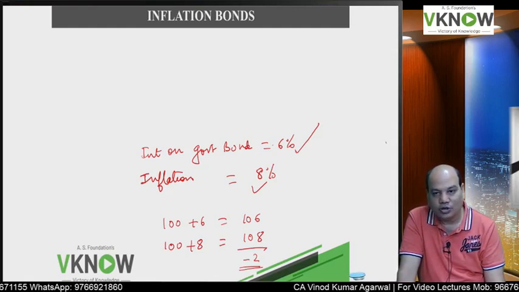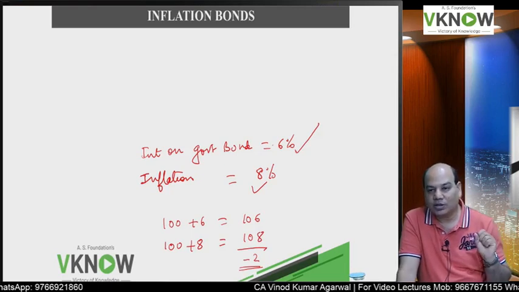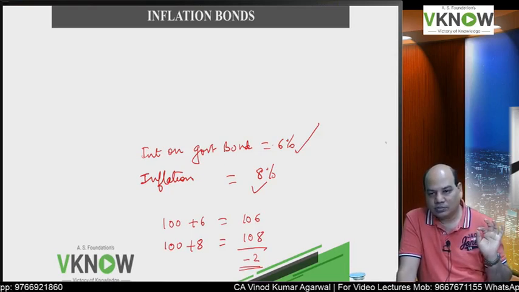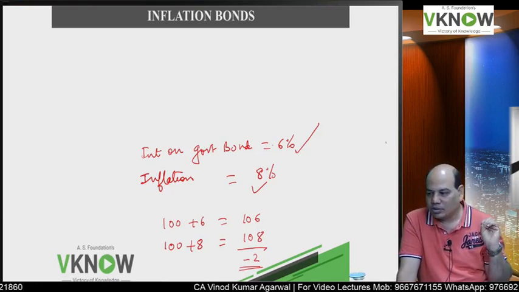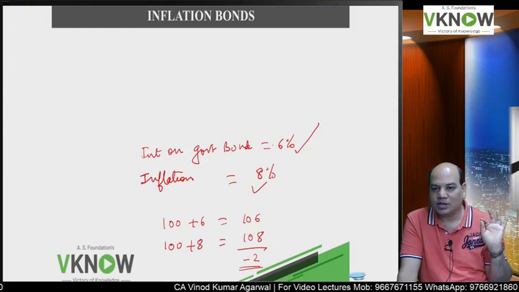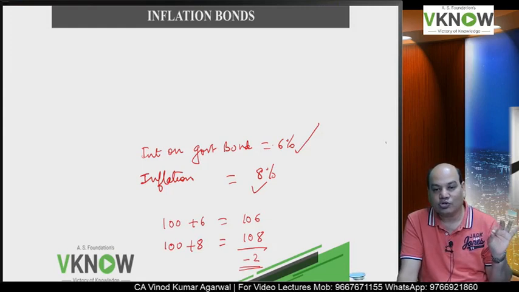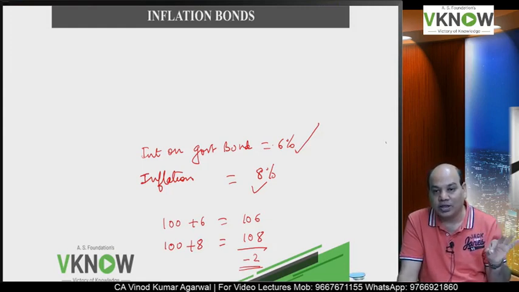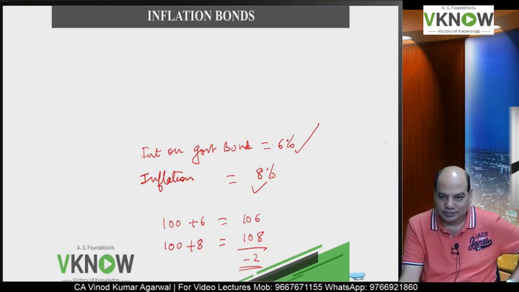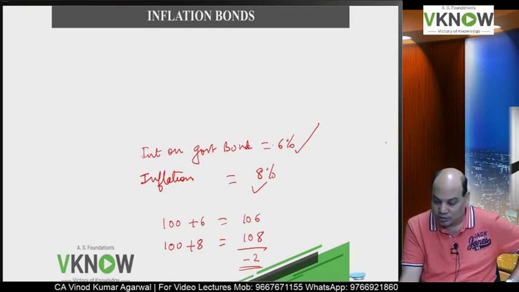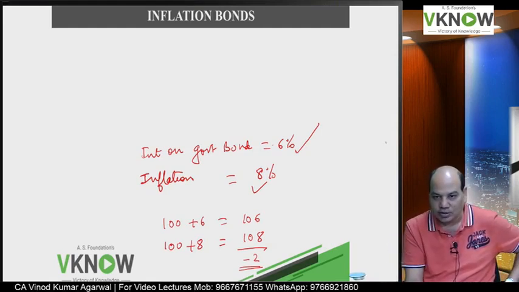You are losing actually. So then the investor has no motivation to invest in government bond. He thinks that in real sense I am not earning anything. In nominal sense I am earning 6%, but in real sense I am actually losing, I am not able to maintain the purchasing power of money. Is it right? Therefore what he will do? He will not invest. So some governments, not the Indian government, do something about it.